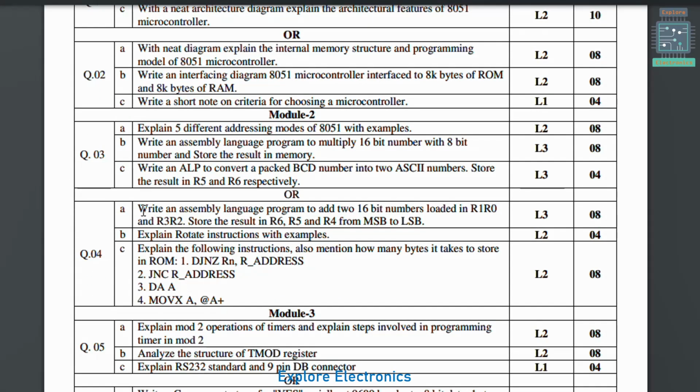Then the choice question is that again you need to write an assembly level program here to add 16-bit numbers. 16-bit number addition they have asked here, and also they have given the register specification, like it is loaded in R1, R0 and R3, R2 and store the result in R5, R6 and R4 from MSB to LSB. This is the condition they have given. You need to use only these registers while writing the program to add 2 16-bit numbers. So multiplication as well as this addition are very important programs asked in exams.